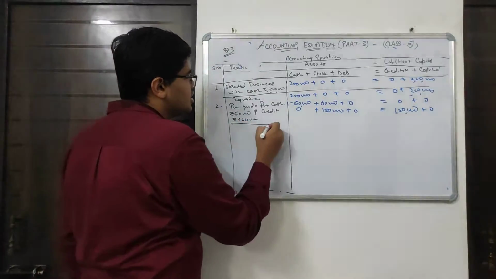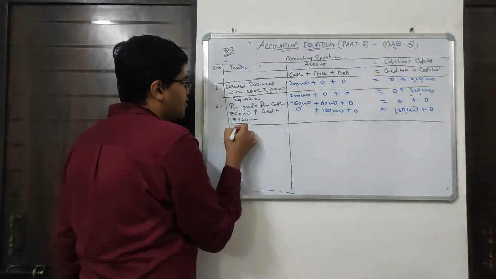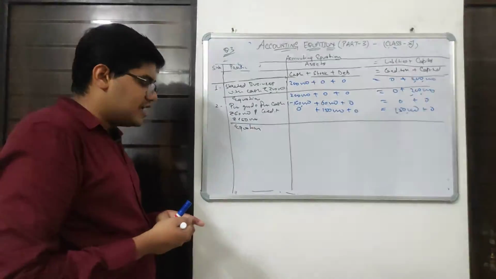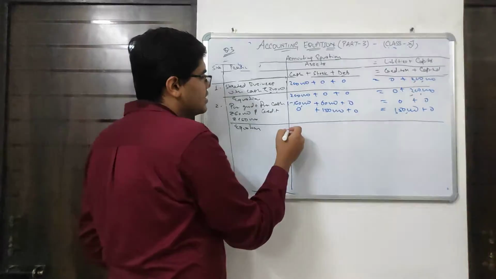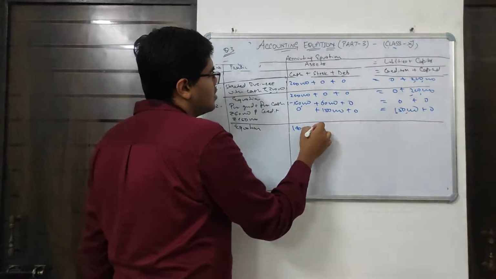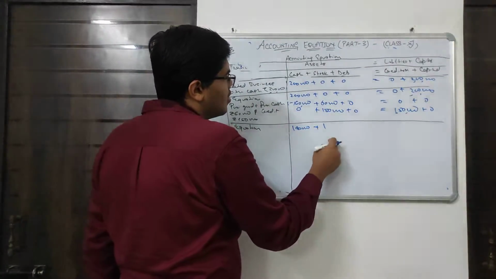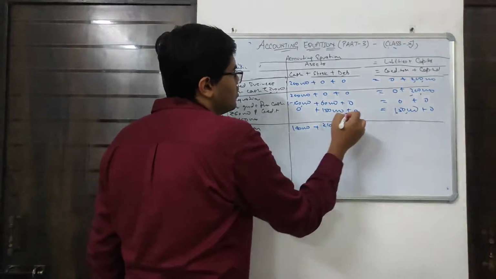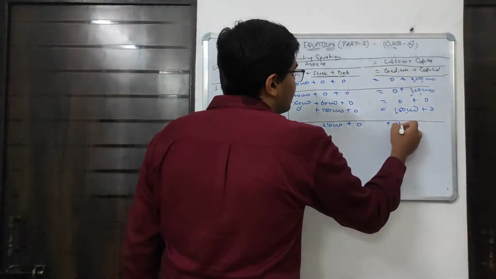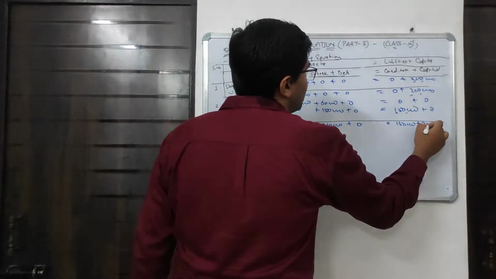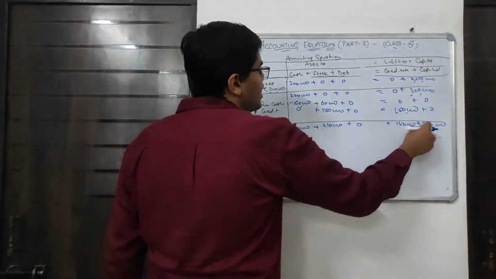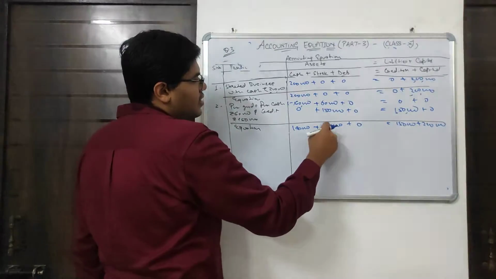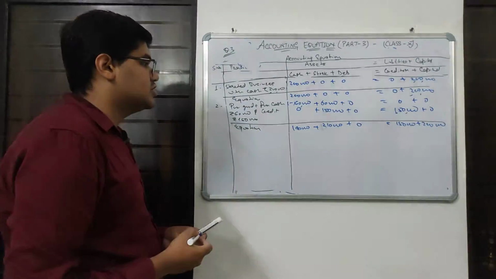So you have to frame an equation here and write: 2 lakh minus 60,000, that is 1,40,000, plus 1 lakh 50,000, 2,10,000, plus 0, is equal to 1,50,000 plus 2 lakh. Let us see whether our equation is balanced or not. 2 lakh plus 1,50,000 is 3,50,000, and 1,40,000 plus 2,10,000 is 3,50,000. So our equation gets balanced.